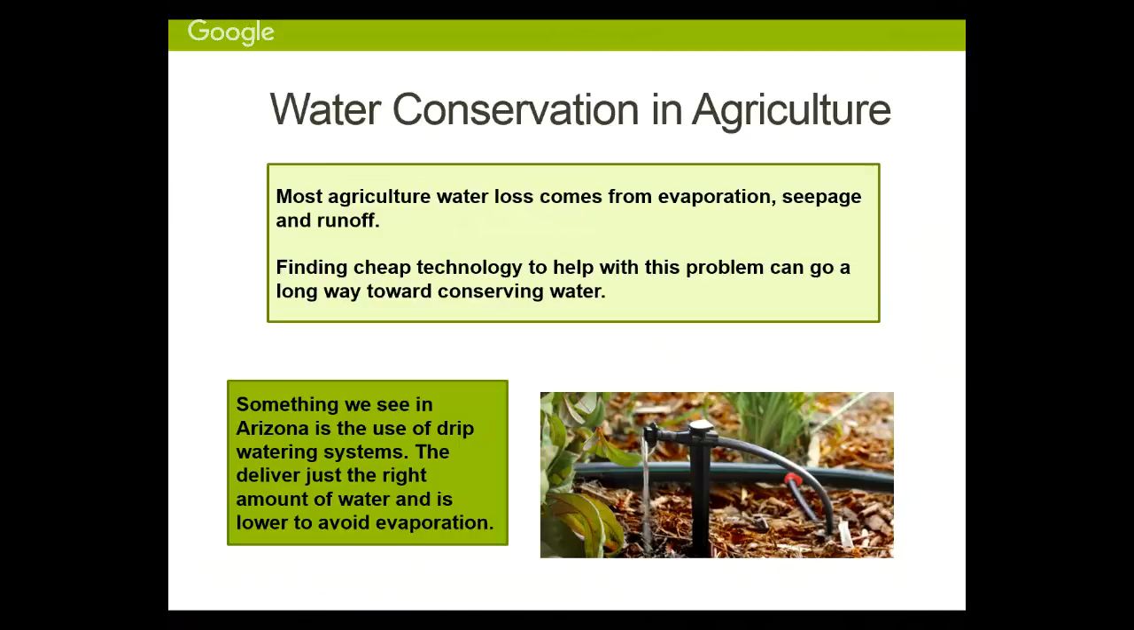An example of conserving that water is using a really well thought out drip system that only delivers water in the specific place that it needs it at the right time to lower the evaporation from that water.